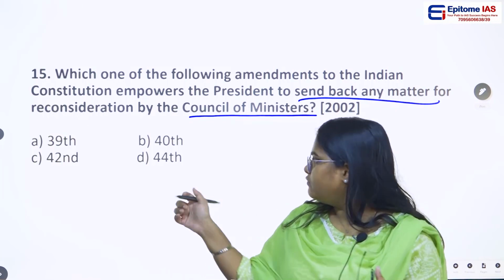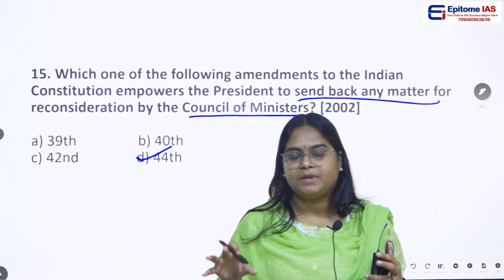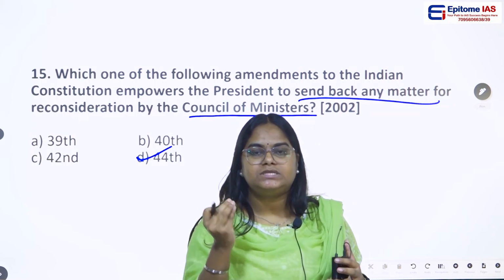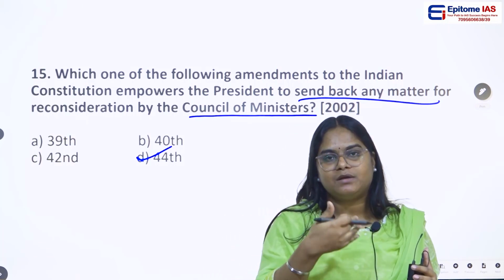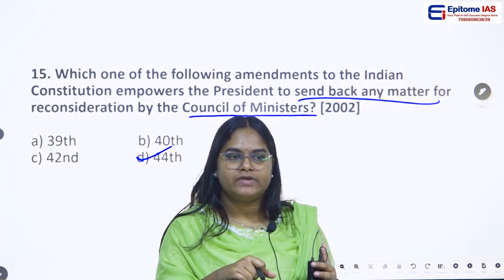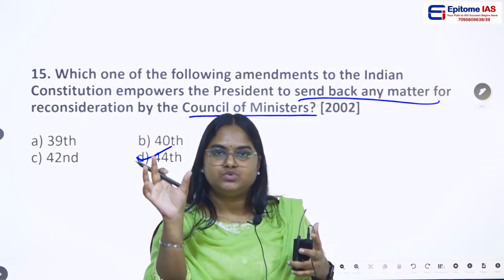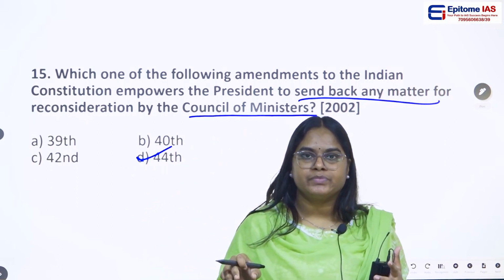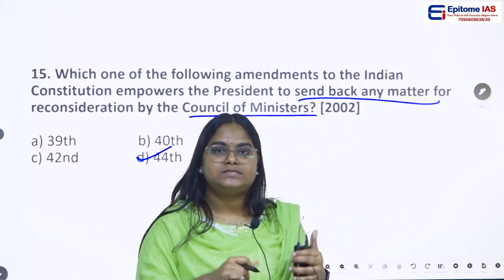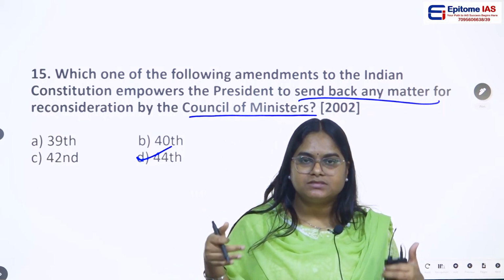But after the 44th Constitutional Amendment Act, this amendment came up with a new provision. That is, the President has the power to send the recommendation of the Council of Ministers for reconsideration. When the Council of Ministers come up with a recommendation, asking the President to take a certain decision, the President can send it for reconsideration. He can say, please reconsider this matter. They can take time and reconsider.